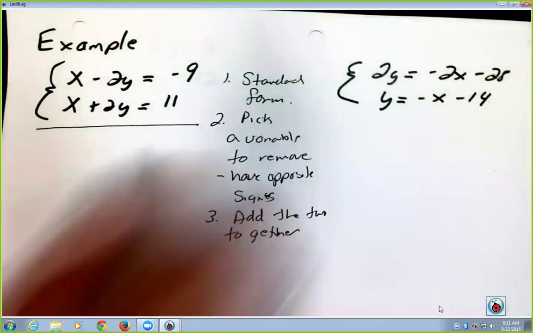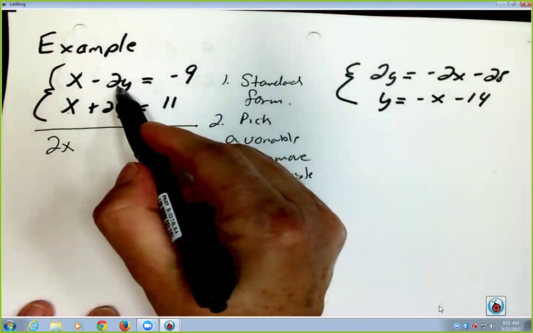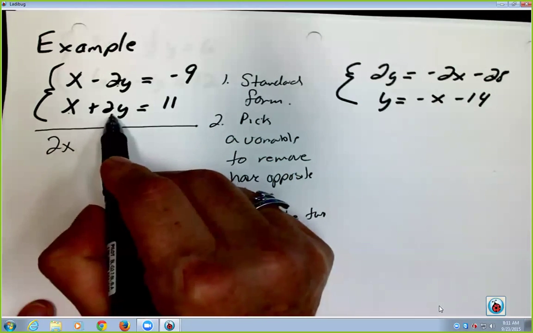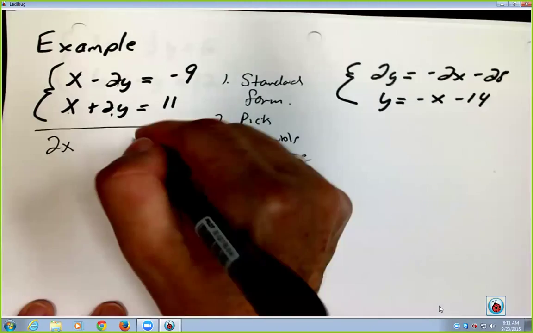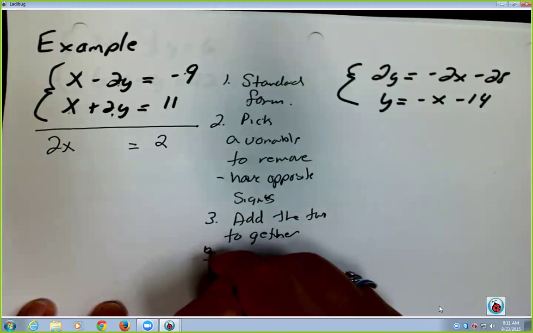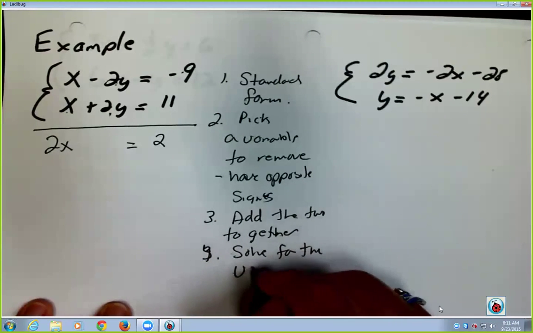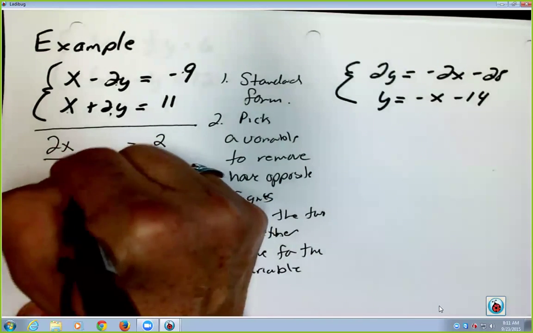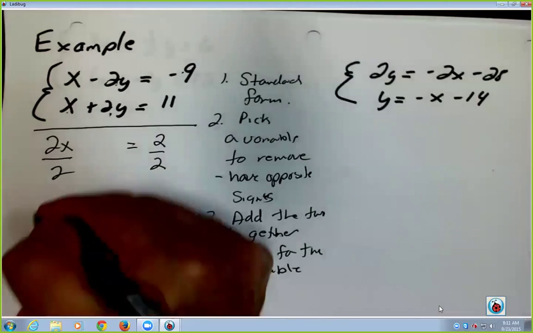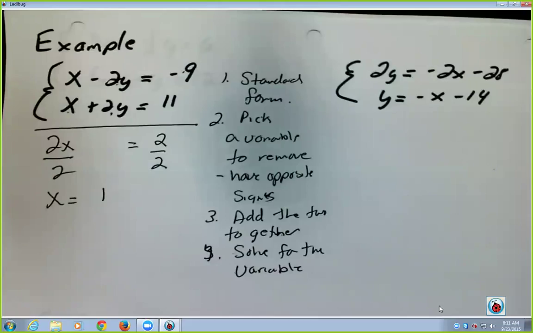And what's going to happen when I add these two together is x plus x is 2x. Negative 2y and a positive 2y, what happens to them? Cancel, they're gone. A negative 9 and a positive 11 will leave me with 2. And so now all I need to do is solve for the variable. So divide everybody by 2, and I find out x is equal to 1. So I have one piece of my problem. We good there, you think?